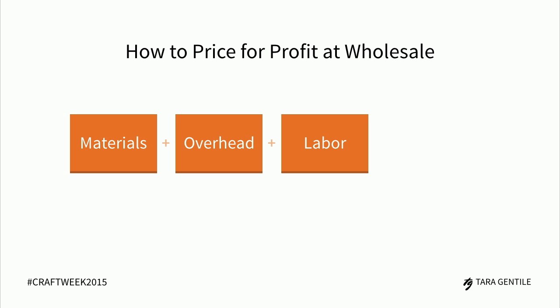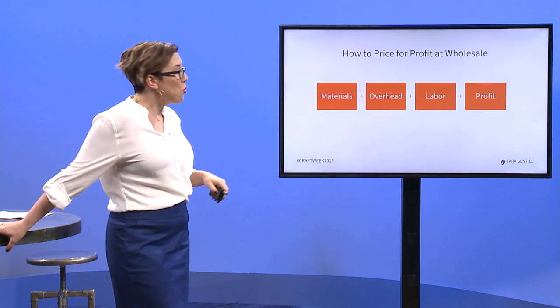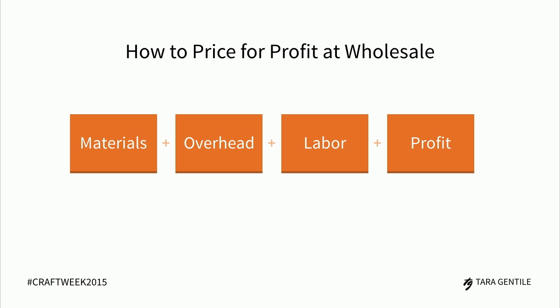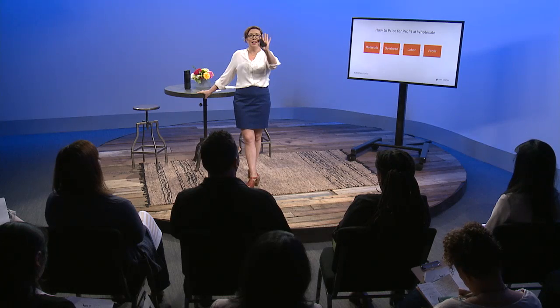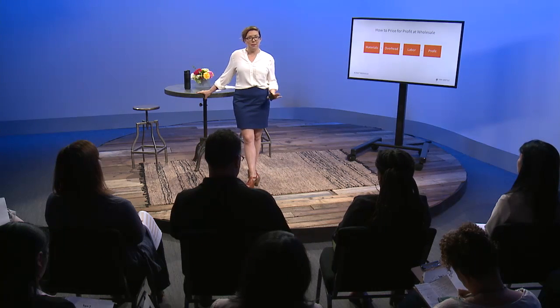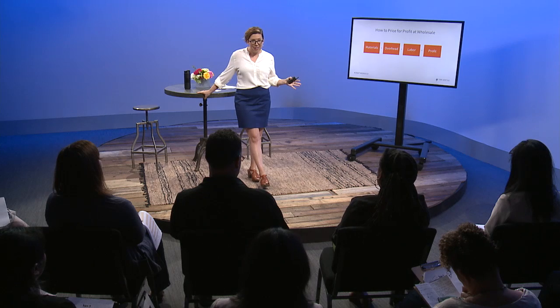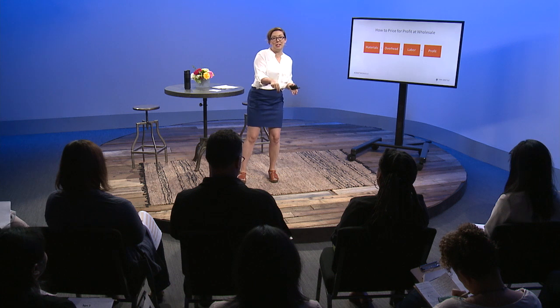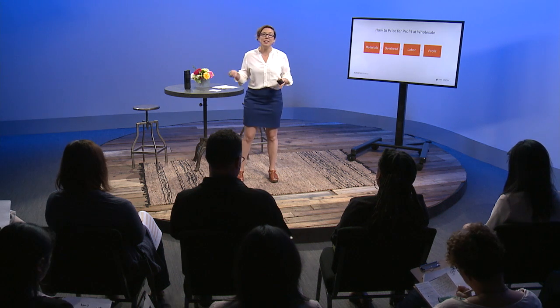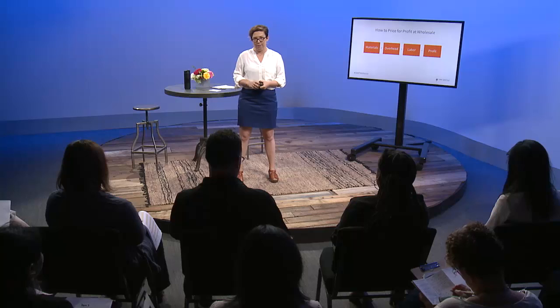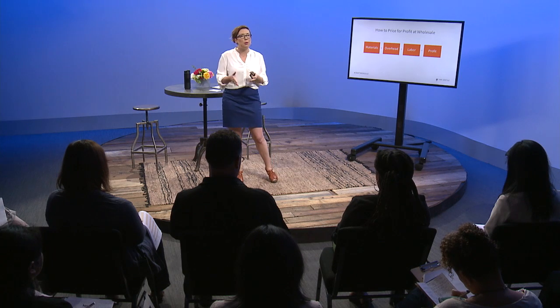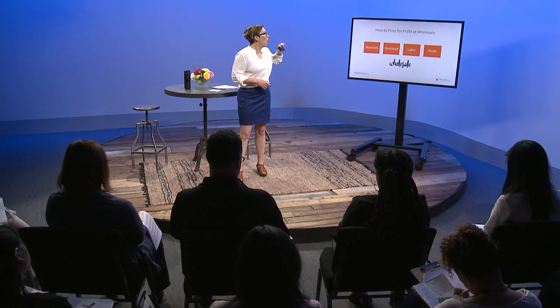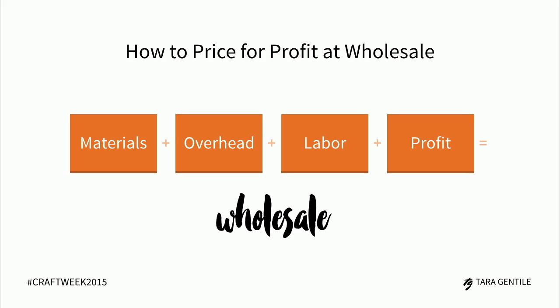And don't worry, I'm going to break these things down a lot more in just a minute, but let's get through the pricing formula. Then we have to add profit. You have to account for profit. Labor is not profit. Let me say that again. Labor is not profit. If you want to hire a production assistant, you need to pay them labor. And now that money is not going into your bank account. What is the money that's going into your bank account? Profit. All right, materials plus overhead plus labor plus profit equals wholesale. That's how you find your wholesale price.